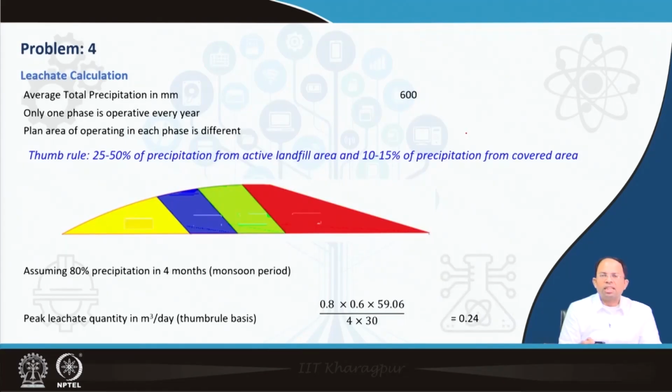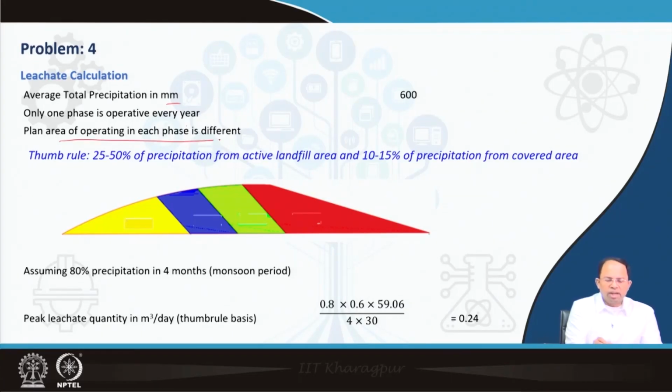Finally, coming to the leachate calculation problem. So average total precipitation is given. Only one phase is operative per year. So we have to understand how much leachate is generated per year, because the rest of the time there is cover given, and after cover there is very little infiltration that happens, so that can be ignored, or that would become part of surface water management, right?